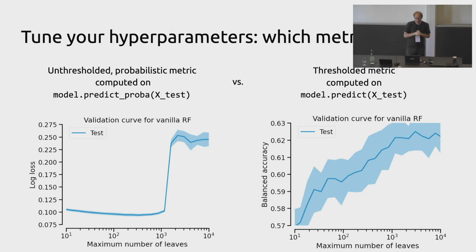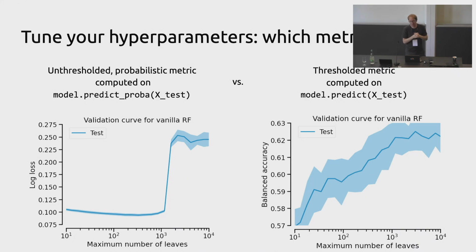So, strong recommendation: don't use the default of scikit-learn, which usually uses the accuracy. And usually what you will intuitively use is actually a thresholded metric, so balanced accuracy, precision, recall, or whatever, to make your grid search or your randomized search. Don't do that. Instead, use an unthresholded probabilistic metric, what we also call a proper scoring rule. It's even better.